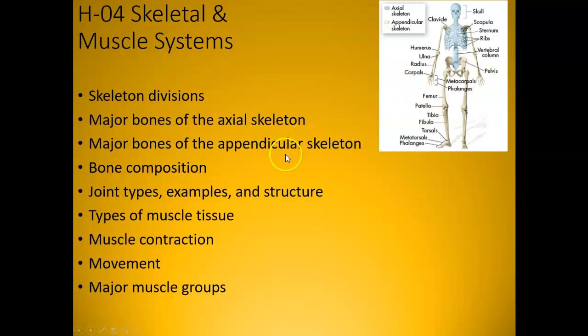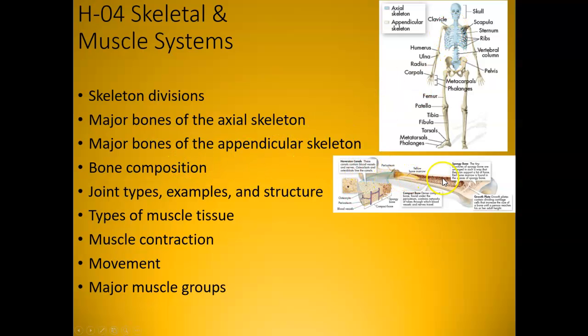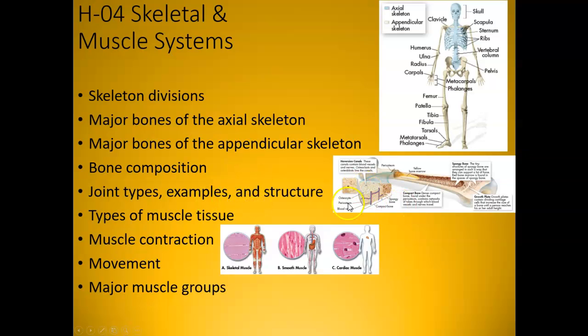So axial skeleton, appendicular skeleton, bone composition. So we talked about spongy bone, compact bone, the periosteal layer on the outside there. Types of joints. I don't think I have an image for the types of joints, but there were 4 types of joints that we looked at: hinge, ball and socket, for example. Should be familiar with them and where they are.